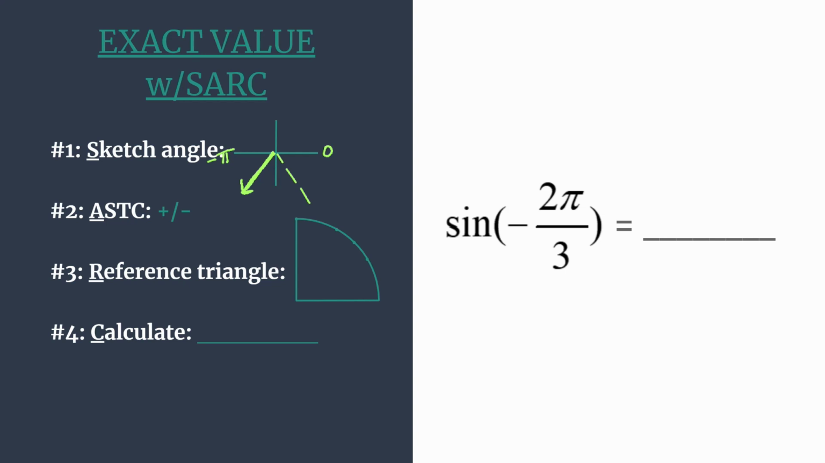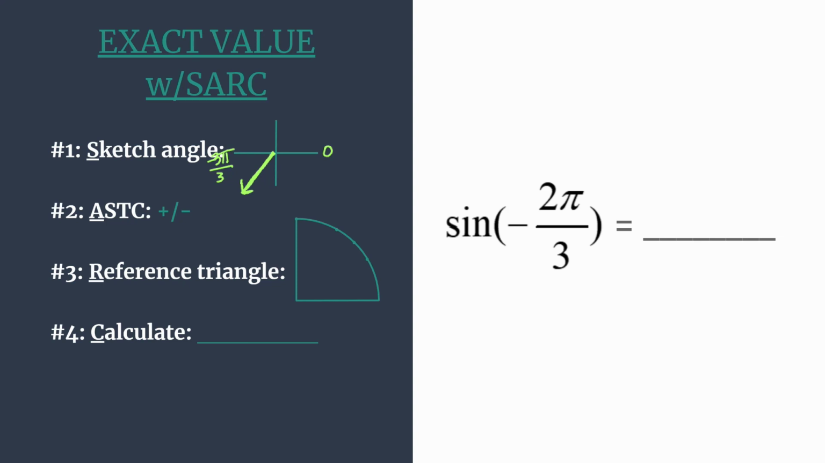Sometimes it helps people to rewrite negative pi as 3 pi over 3, so it has that common denominator. So you can more easily see those three pieces. So 1/3, 2/3, 3/3. Okay, so again, we have our angle's terminal side sketched. We see it's there in the third quadrant. And now we're ready to move on to step 2.